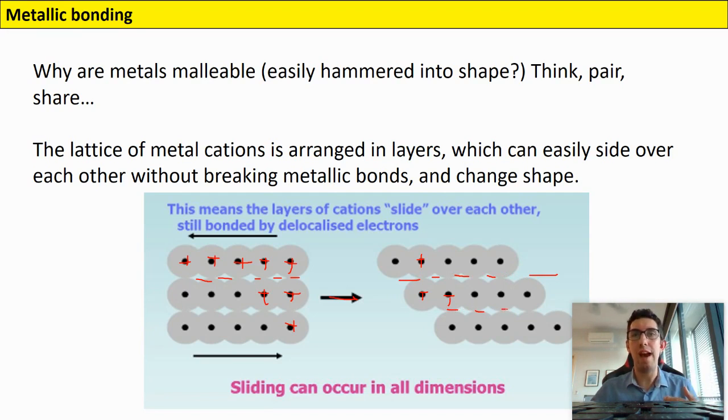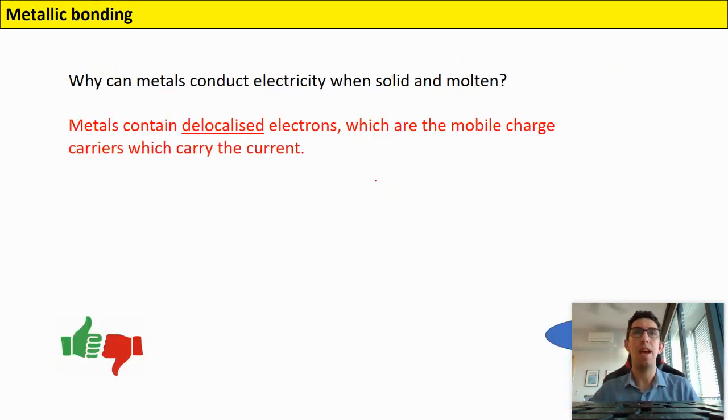It will not affect the metallic bonding. You're still going to have delocalized electrons surrounding positive metal ions. And remember, metallic bonding is delocalized electrons surrounding metal ions. So it doesn't matter how we bang and shape it, you're always going to have metallic bonding, therefore it's malleable, therefore it is ductile. Okay.